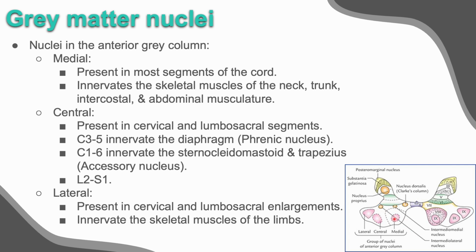The medial group is present in most segments of the spinal cord. It innervates the skeletal muscles of the neck, trunk, intercostal, and abdominal musculature. The central nuclei is present in the cervical and lumbosacral segments. It is present in C3 to C5, which innervates the diaphragm, and we call it the phrenic nucleus. It is also present from C1 to C6, and it innervates the sternocleidomastoid and trapezius, and we call it the accessory nucleus. And it is also found in L2 to S1. The lateral nucleus is present in the cervical and lumbosacral enlargements, and it innervates the skeletal muscles of the limbs.